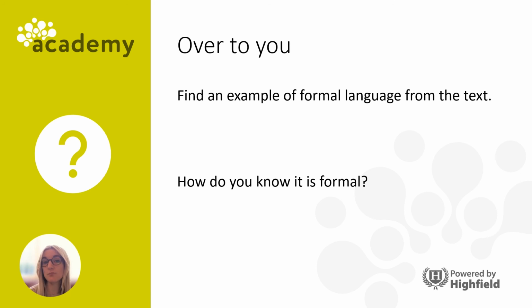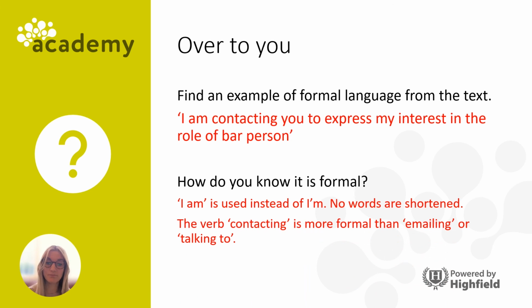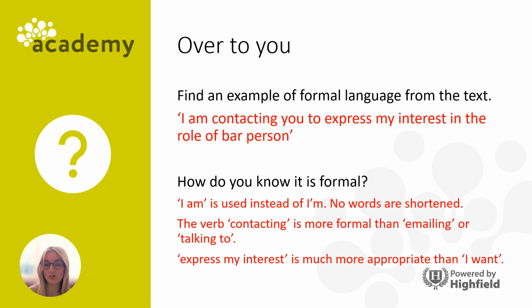Now, as before, you may have selected a different quote to the answer in this question, but here's the one that I went with. So find an example of formal language from the text, I am contacting you to express my interest in the role of bar person. How do you know it's formal? Well, I am is used instead of I'm, no words are shortened. The verb contacting is more formal than emailing or talking to. And express my interest is much more appropriate to use here.